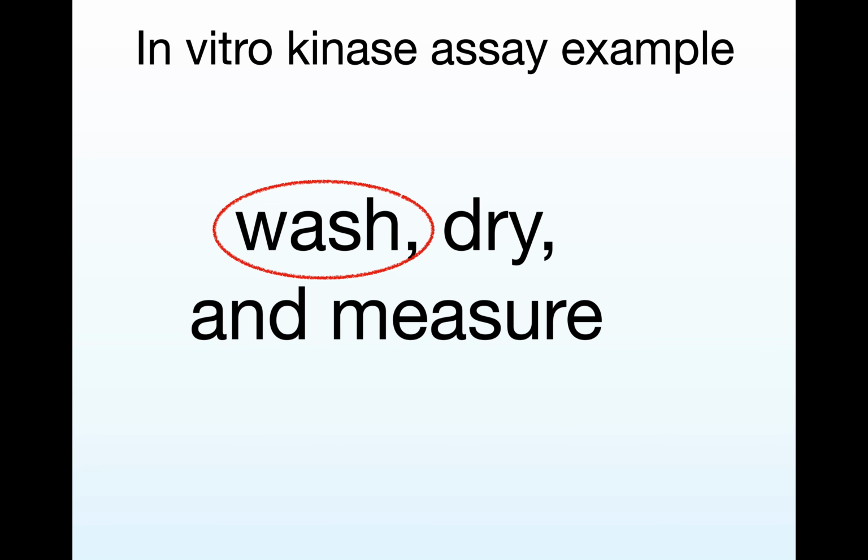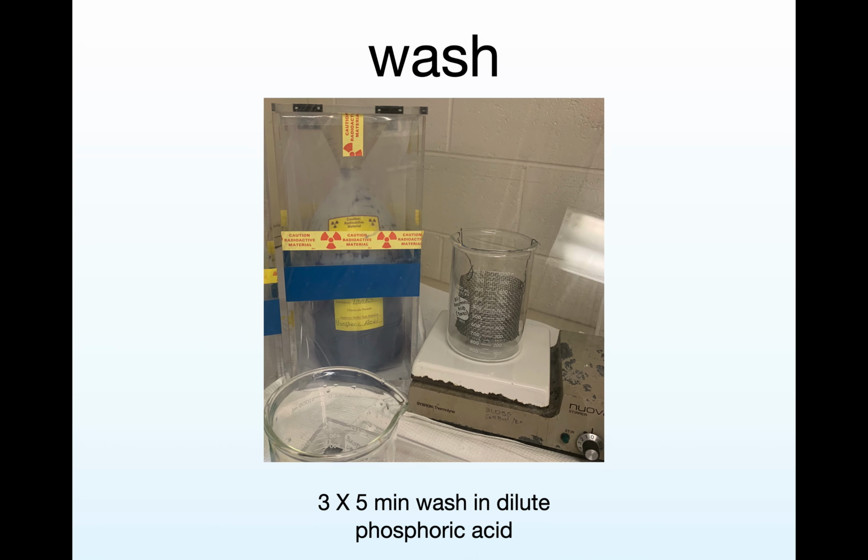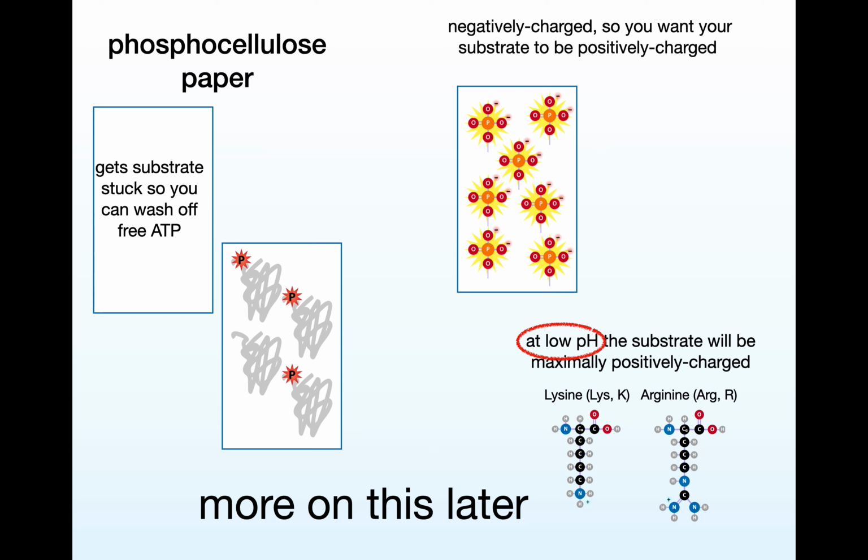But anyway, so the next step is washing it. Remember, the paper is going to stick our protein to the paper, and now we want to wash. For this, I do three 5-minute washes in dilute phosphoric acid. With the phosphocellulose paper, it's negatively charged, so we want our substrate to be positively charged, and at a low pH, our substrate is going to be maximally positively charged.